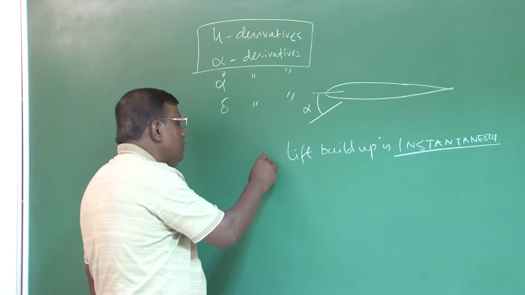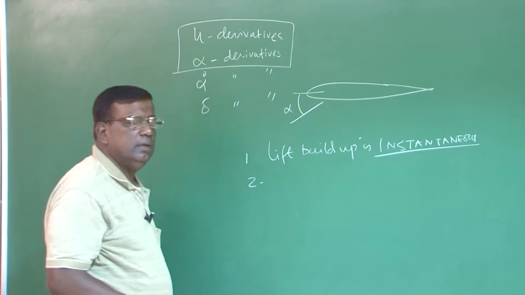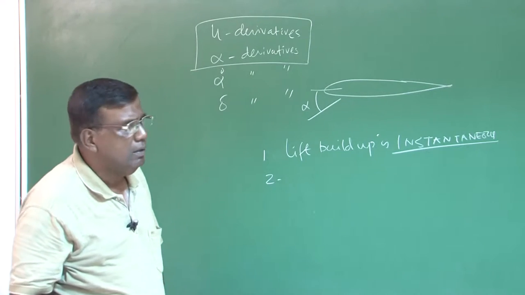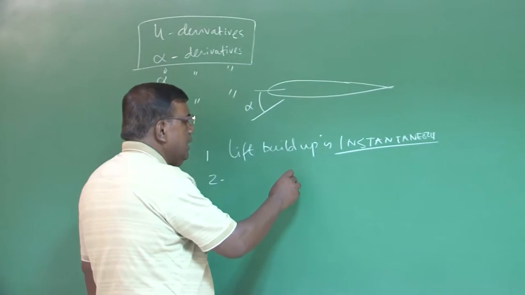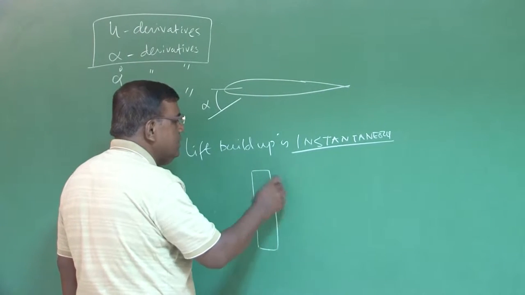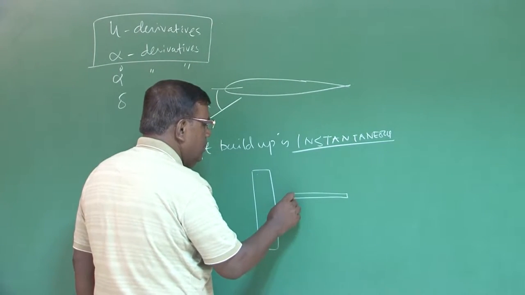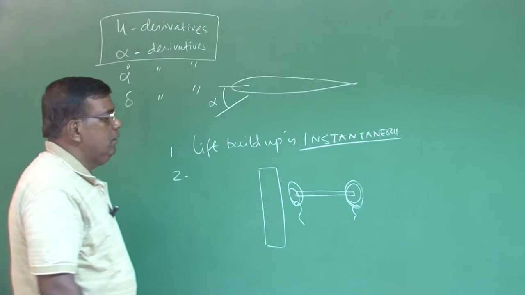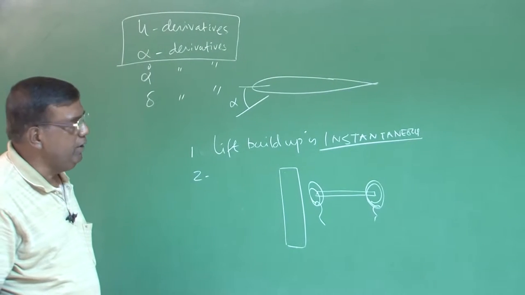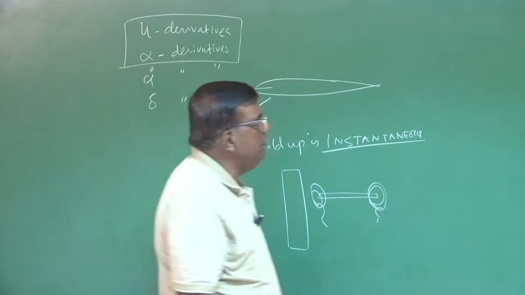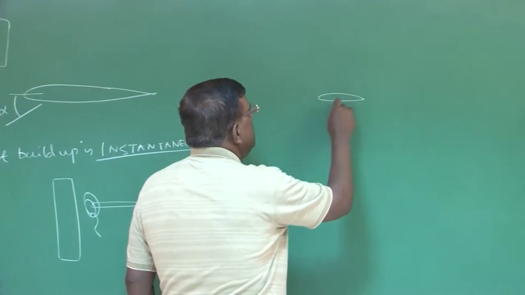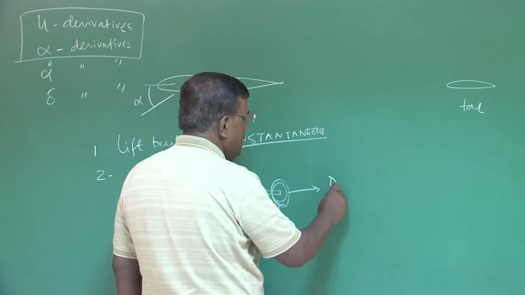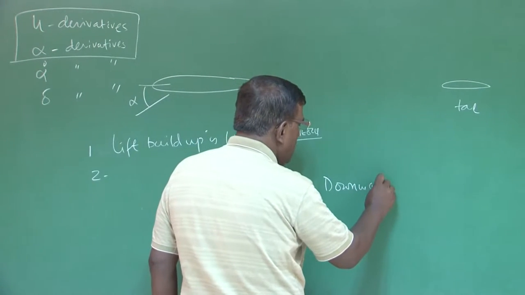Second thing which you should also understand, as there is a lift over the wing, or as there is a pressure distribution over the wing which causes lift, you are aware that there will be wingtip vortices, okay? Remember, because of pressure differences between the lower and the top surface of the wing, these vortices will induce a downwash at tail. What these vortices will do? These vortices will give downwash at tail.